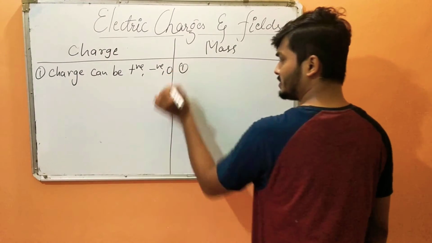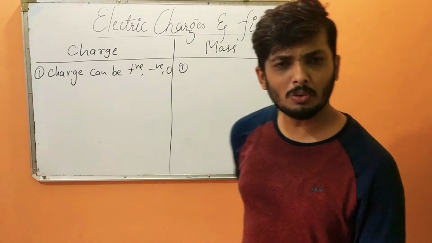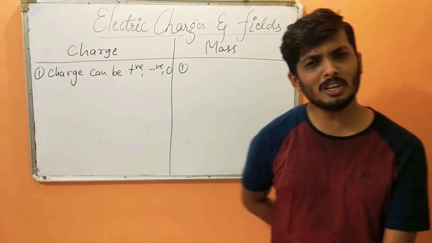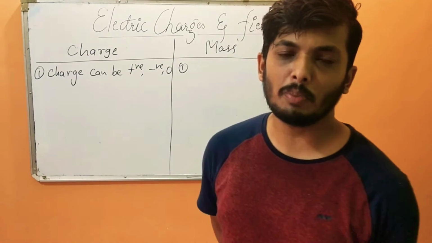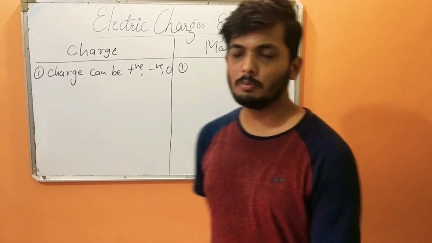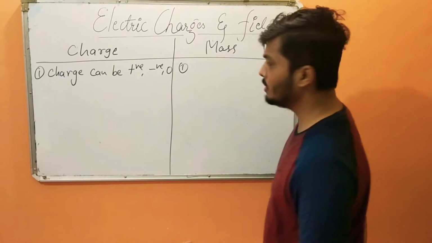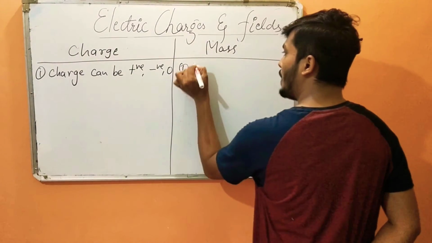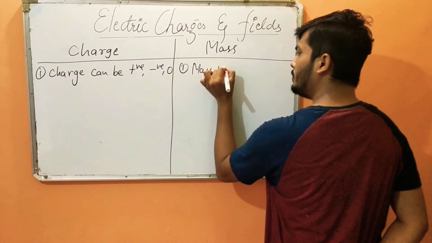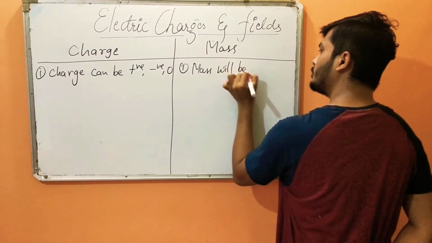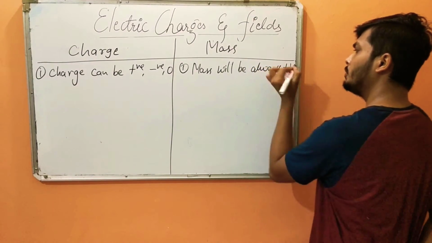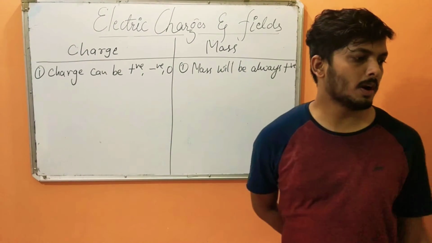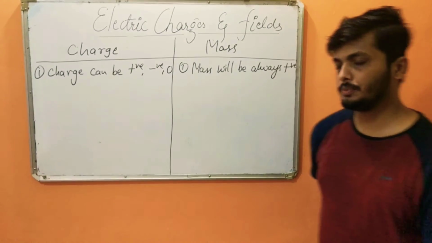What happens with the mass? Can mass be negative? Not possible. Have you seen anybody telling that my weight is minus 50 kilogram, my weight is minus 25 kilogram? No, nobody. So mass will always be positive. You have to remember this. Mass will always be positive.